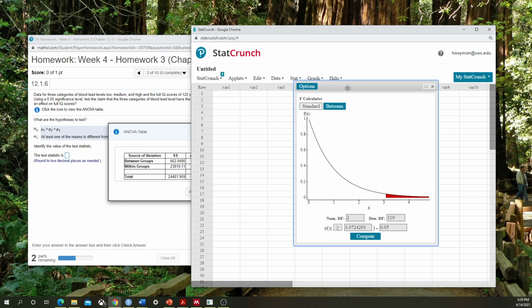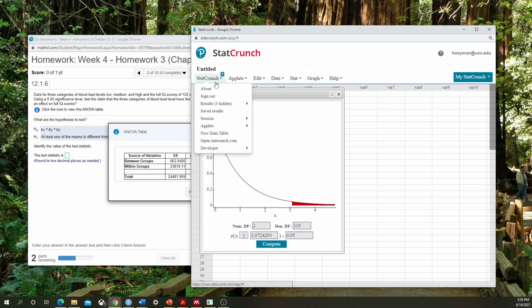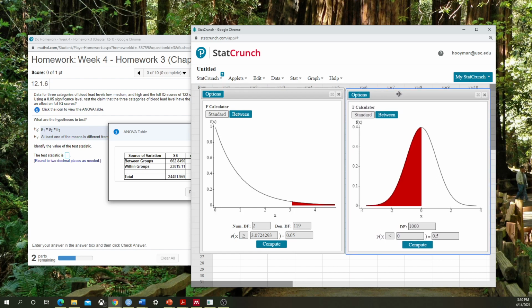Now take into account too, I didn't actually dive into this too much, the F statistic, as you can see, is different from the T statistic, or the T calculator. So the T calculator will go negative. And here, when you're looking at the F calculator, it stops at 0. It does not go negative. So that's also something that makes it pretty distinct from the T statistic, okay?